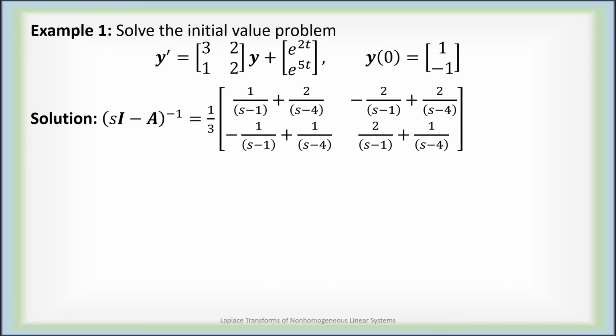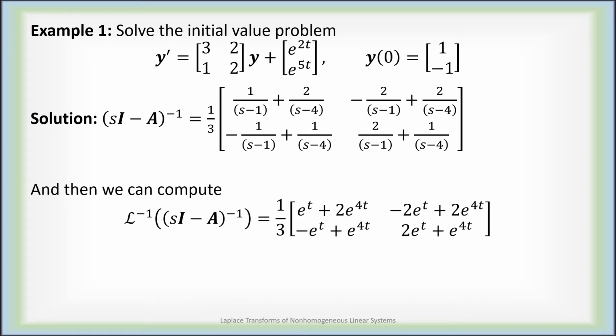So here is the resolvent matrix after applying partial fraction decomposition. Then we can compute its inverse Laplace transform pretty quickly. So here is our state transition matrix, 1/3 times all of these various exponentials. And we knew these exponentials were coming having done this partial fraction decomposition, and denominators of the form s minus 1 corresponding to e to the t and denominators of the form s minus 4 corresponding to e to the 4t.